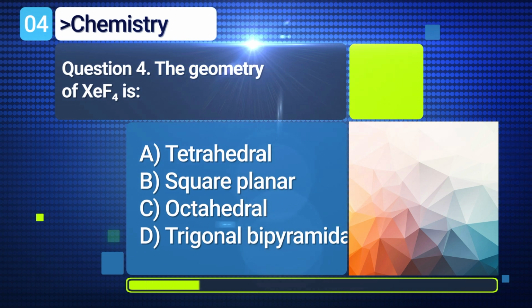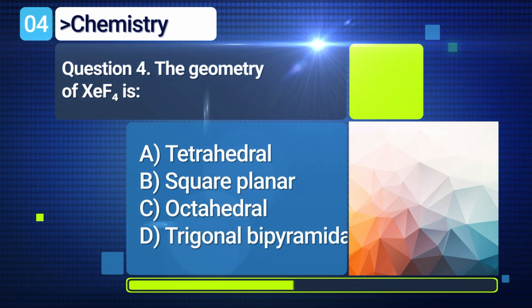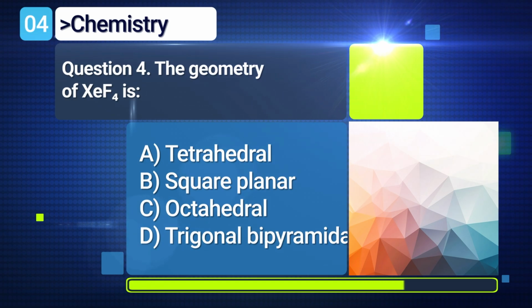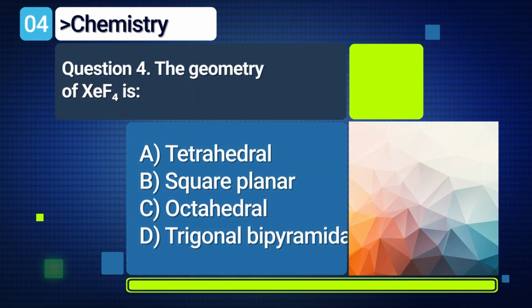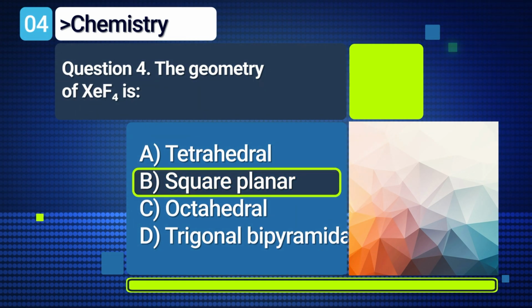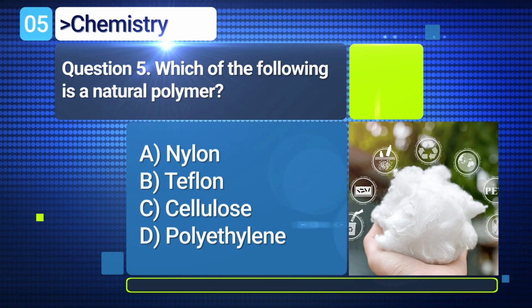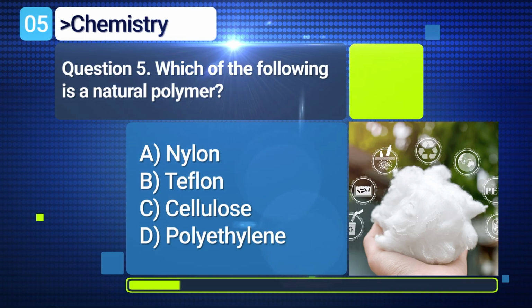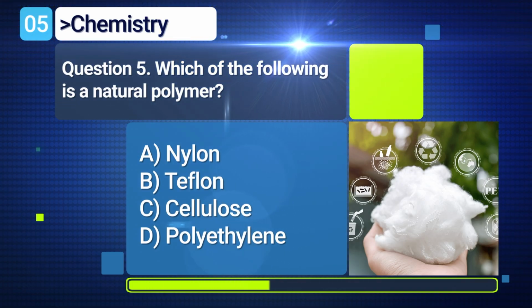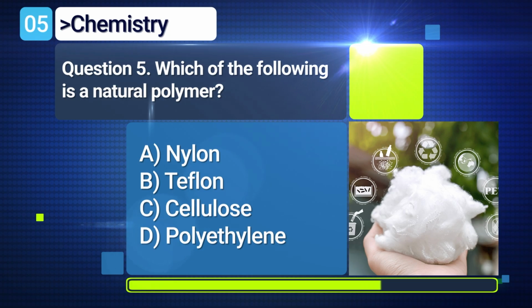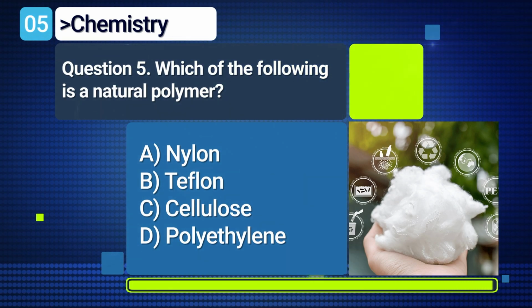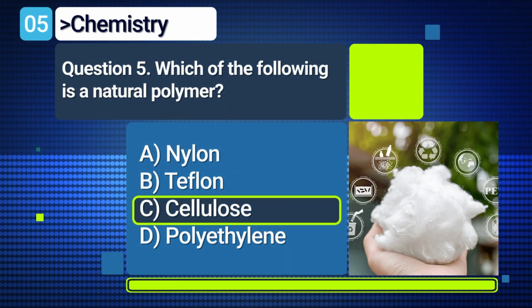Tetrahedral. B. Square planar. C. Octahedral. D. Trigonal bipyramidal. Answer: B. Square planar. Question 5. Which of the following is a natural polymer? A. Nylon. B. Teflon. C. Cellulose. D. Polyethylene. Answer: C.